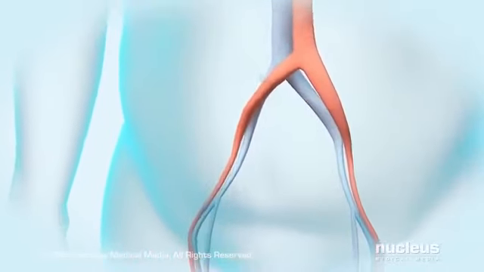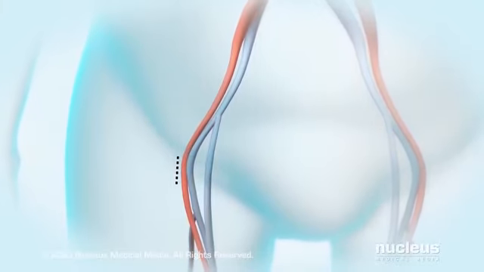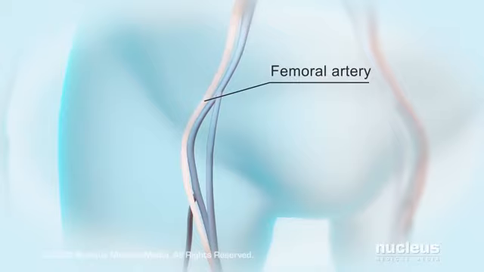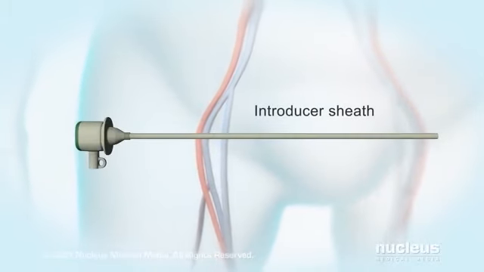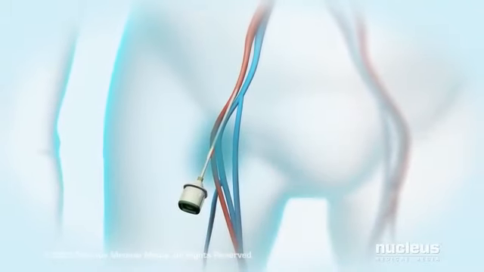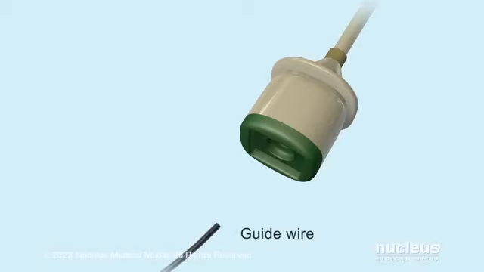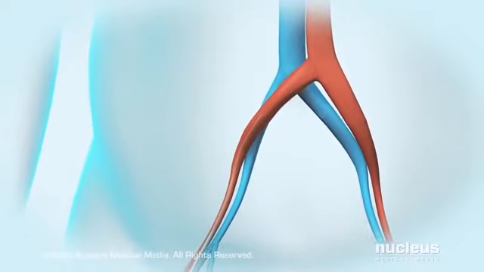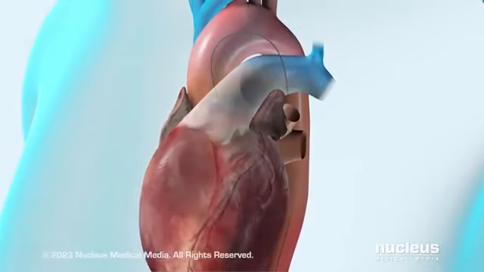At the beginning of your procedure, your doctor will make a small incision in your groin. After creating an opening in a blood vessel called the femoral artery, your doctor will insert a flexible tube called an introducer sheath. Through the sheath, your doctor will insert a flexible guide wire into your femoral artery. The guide wire will be passed through your femoral artery all the way up to your aorta.